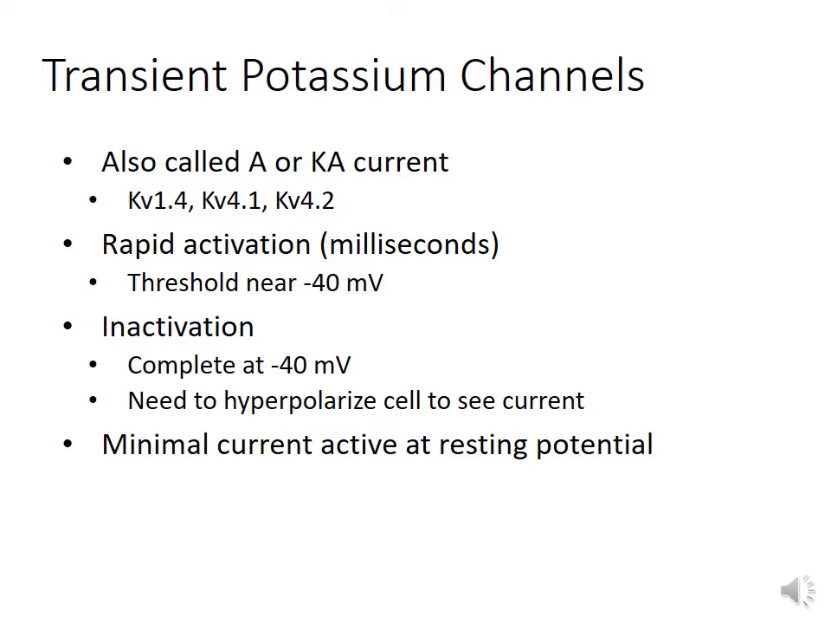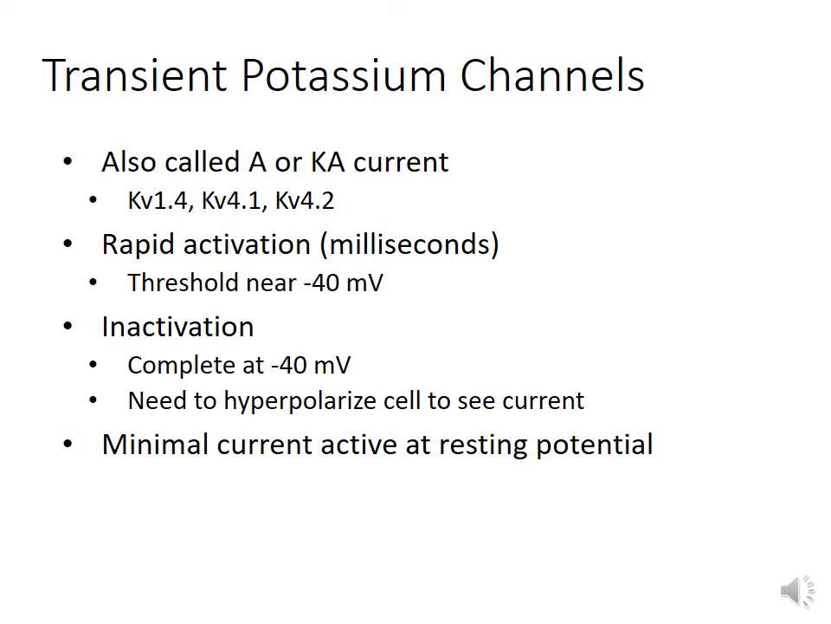So what we call transient potassium channels, also called A currents or KA currents, are encoded by KV channels such as KV1.4, KV4.1, or KV4.2. They are characterized by very fast activation kinetics. It takes just a few milliseconds to activate these channels, and they have a threshold for activation near minus 40 millivolts. Also, these channels inactivate relatively fast.